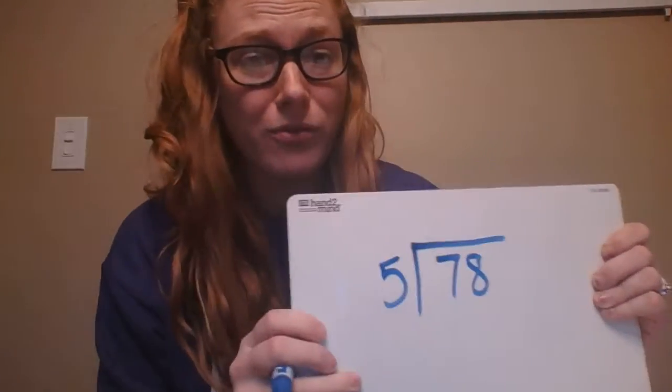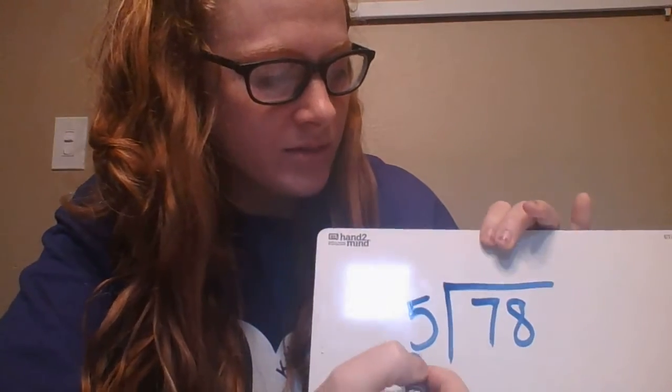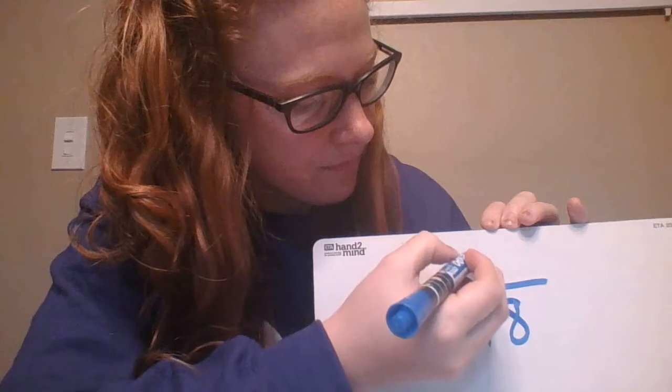Next, we're going to get on to the math that we're going to do today, which is division. Our first problem is 78 divided by 5. I also have a whiteboard and a marker today, which makes this way easier. So the first two numbers that we're going to divide are 5 and 7. How many times can 5 go into 7? One time.